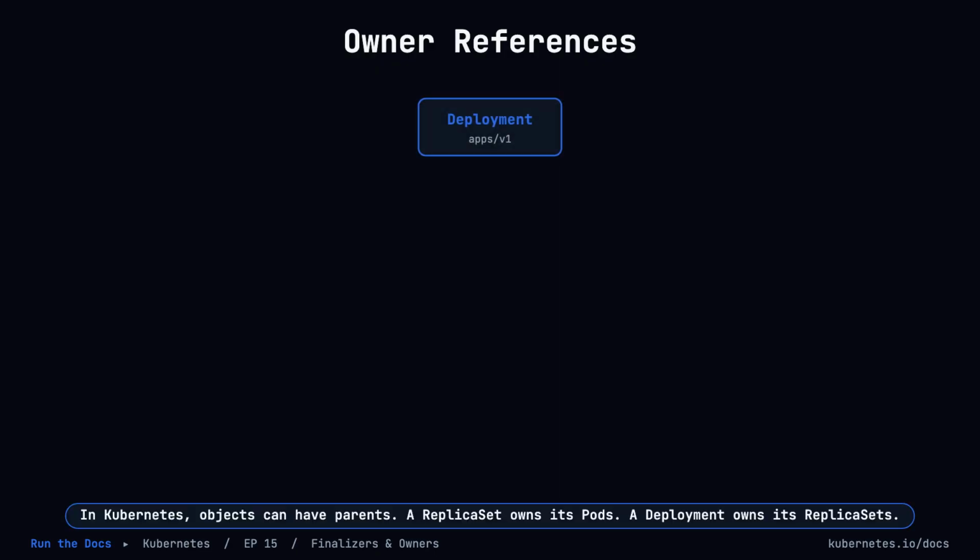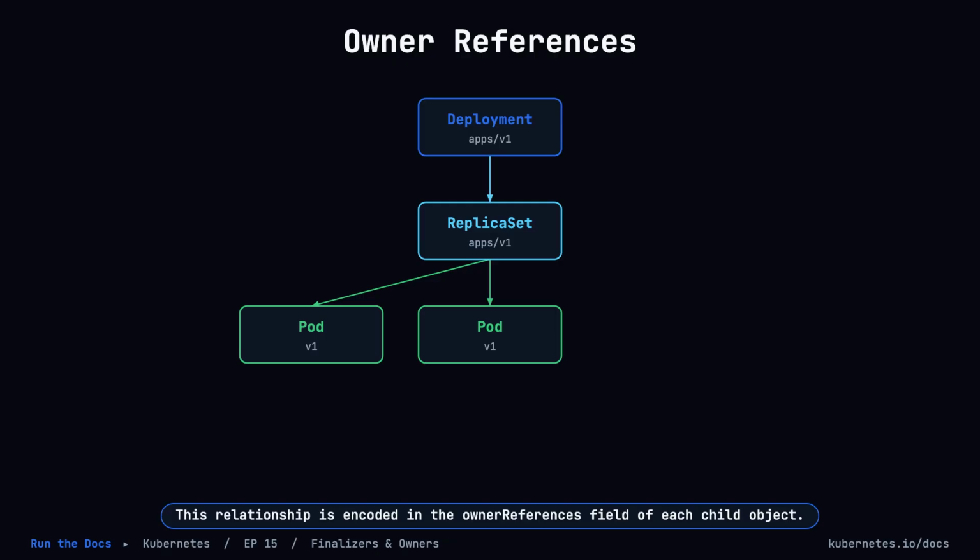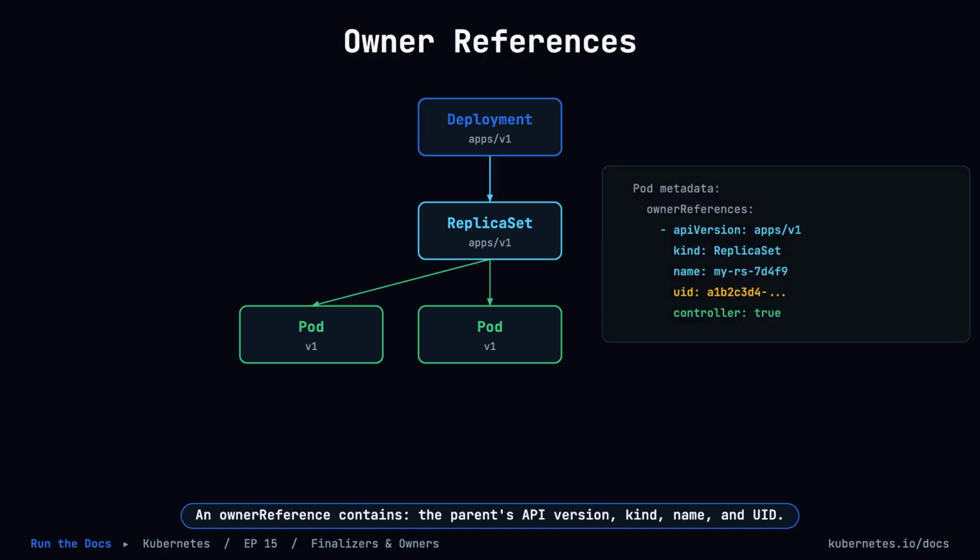Now let's talk about owner references. In Kubernetes, objects can have parents. A replica set owns its pods. A deployment owns its replica sets. This relationship is encoded in the ownerReferences field of each child object. An owner reference contains the parent's API version, kind, name, and UID.